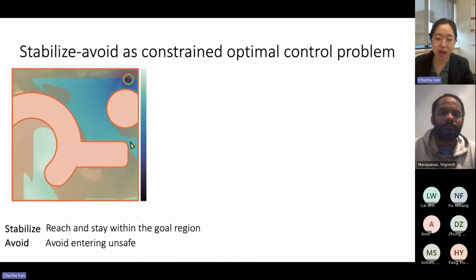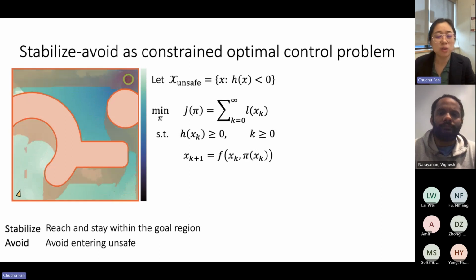Now, I take a step back to look at a single agent system. The problem we were solving, like the control problem we solve for the navigation of robots, is pretty much a stabilize-avoid problem. Stabilize means we want to reach and stay within the goal region, and avoid means we want to avoid entering some unsafe behavior. If I just view this problem as an optimal control problem, what we are solving is the following, as listed in the equation here.